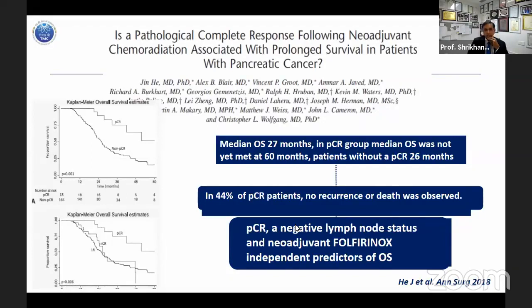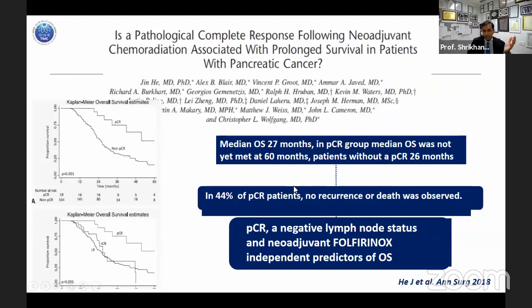And they looked at complete path response following neoadjuvant chemoradiation. Chemoradiation is still being actively looked at more in America than in Europe, but they looked at it and they have got some good results. They show a median survival overall. Again, see the gap between the PAT-CR versus the non-PAT-CR. Median overall survival, 27 months. In PAT-CR group, median overall survival was not yet met at 60 months.